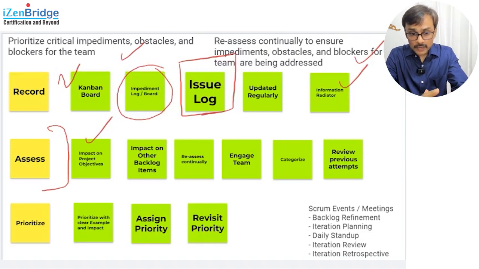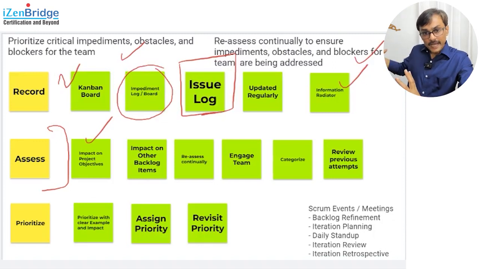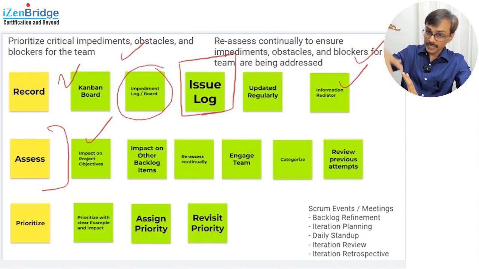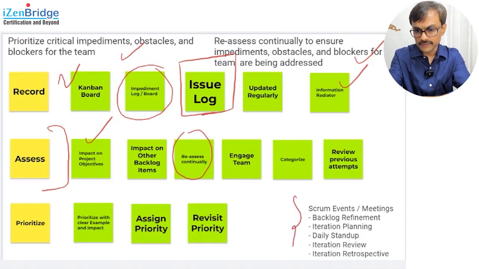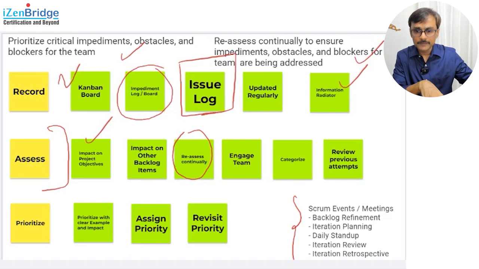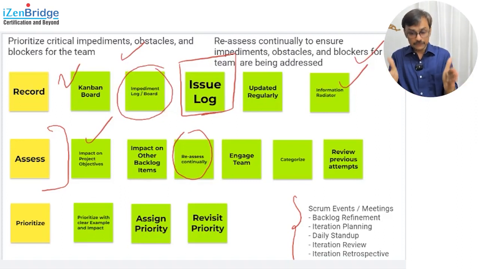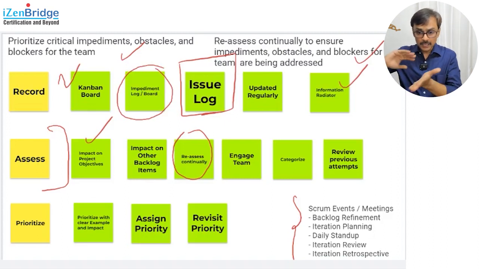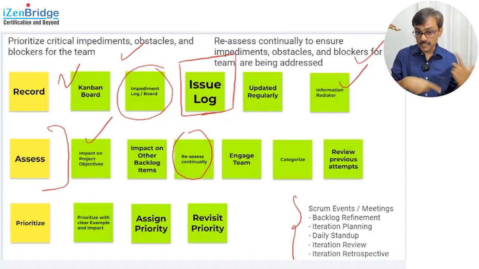Impact on other backlog items: we need to assess how many items this thing is blocking. The more items getting impacted, and if they are also higher value items, the impediment may become more critical. We need to keep doing reassessment, so where you do all your Scrum events, as we discussed before. In your backlog refinement process, in your iteration planning process, in your daily stand-up process: the daily stand-up is basically focusing on the current sprint related impediments, and the iteration reviews, retrospectives, and backlog refinement focus on futuristic impediments which might be blocking us in future. So we need to do continuous assessment of it.